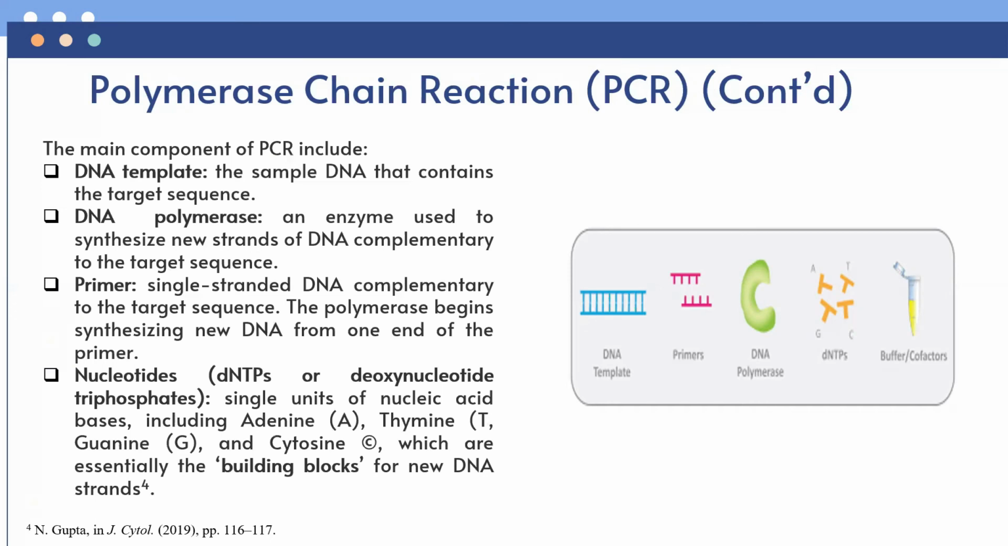The second component is DNA polymerase. DNA polymerase is an enzyme used to synthesize a new strand of DNA complementary to the target sequence. The third is the primer. This part is a single-stranded DNA complementary to the target sequence. The polymerase begins synthesizing new DNA from one end of the primer.